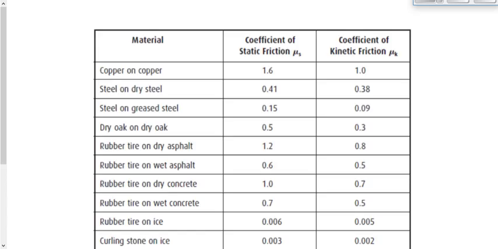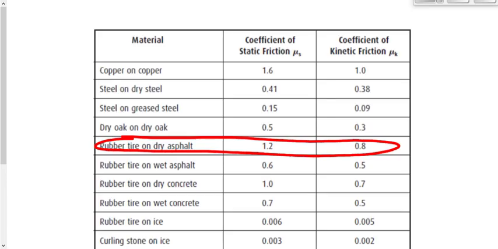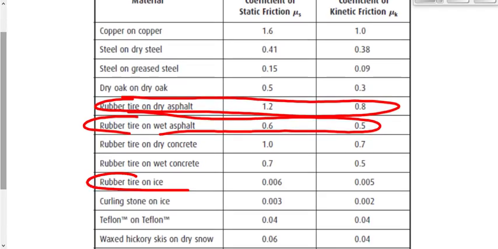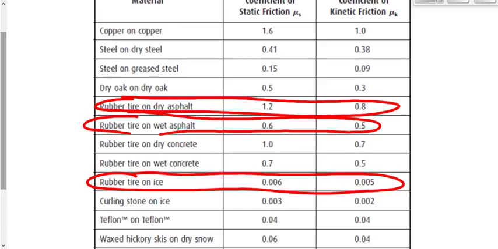Take a look down here. Rubber tire on dry asphalt, right here. 1.2 and 0.8. Rubber tire on wet asphalt. How many people drive? Sometimes you notice you skid more on wet pavement than you do on dry pavement. It's because the coefficient of friction is a lot lower on wet pavement than it is on dry pavement. How about rubber tire on ice? That's way, way lower.